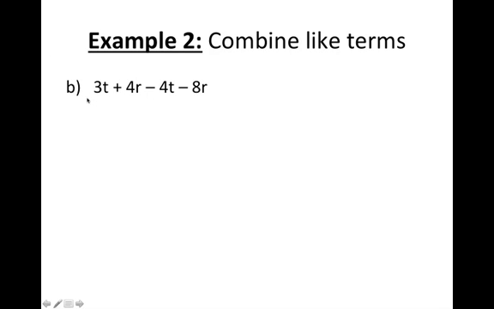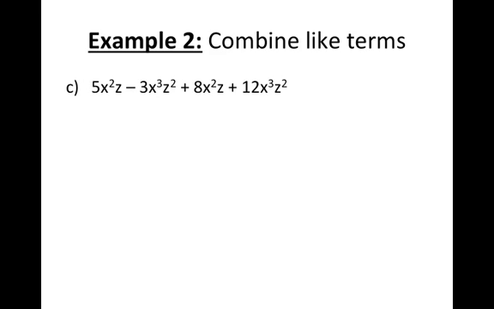Okay, I've got 3t plus 4r minus 4t minus 8r, so yep, the r's are going to be combined together and the t's are going to be combined together. So 4r minus 8r is negative 4r. 3t minus 4t is minus 1t, or just minus t.